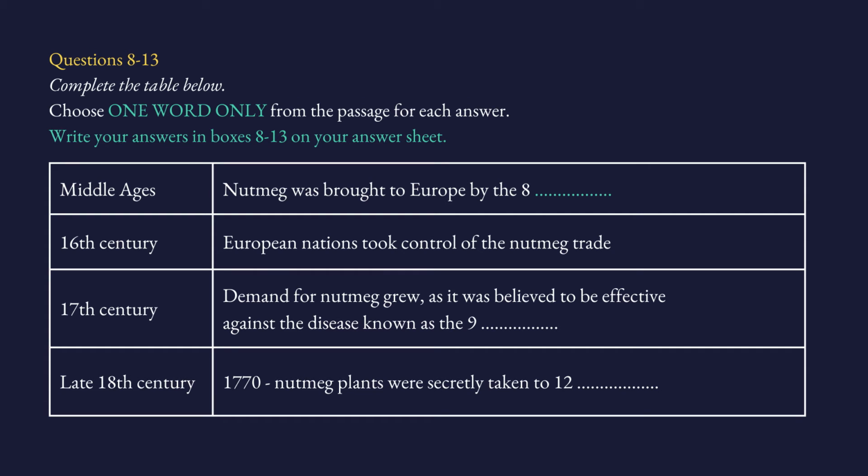In question number 8, we have a category in this table, and the sentence is within the Middle Ages category. So this Middle Ages could be a keyword, a key phrase for that matter. The sentence is this: nutmeg was brought to Europe by the da-da-da-da-da. So what are the keywords? Nutmeg, brought, and Europe. We're going to go to the passage and search for these keywords. This is actually an easy question because we already answered a similar question from the same exact place. Look, here is the answer.